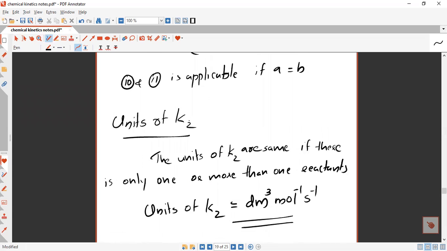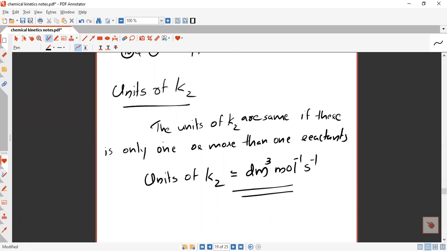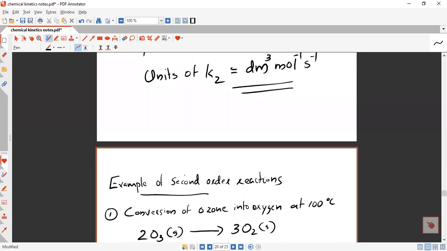Next is the units of K2, the units of a second order rate constant. The unit of K2 is decimeter cube mole raised to minus 1, second raised to minus 1. In both the cases, case 1 and case 2, the units are the same. For a first order rate constant, it is second raised to minus 1. For a second order rate constant, it is decimeter cube mole raised to minus 1, second raised to minus 1. From the rate constant units, we can differentiate whether the reaction is a first order or second order reaction. That's the importance of the units of the second order rate constant.